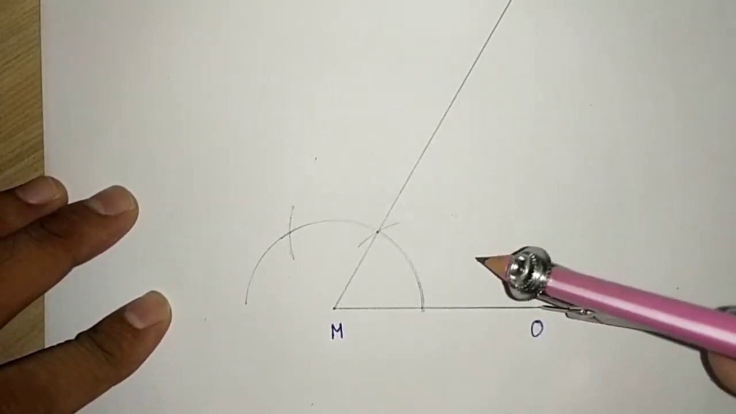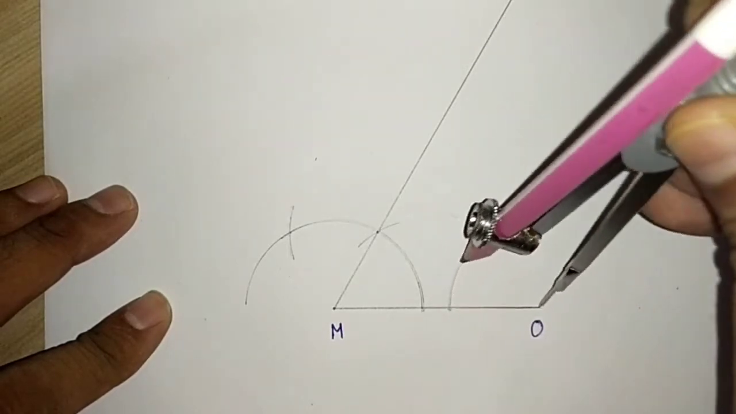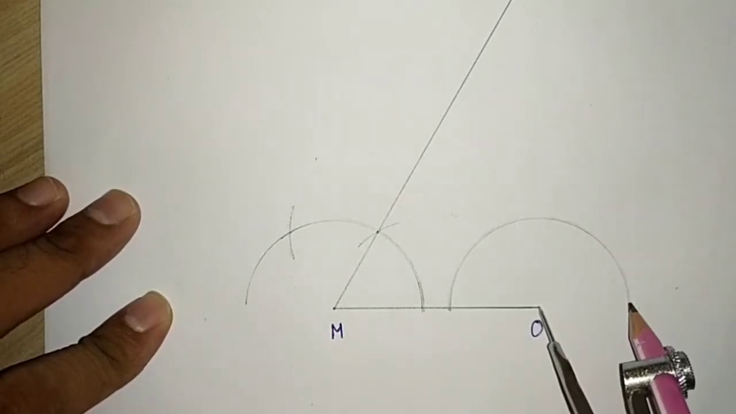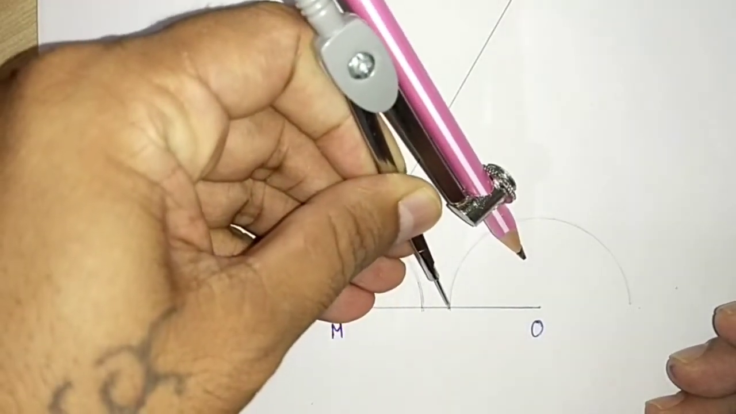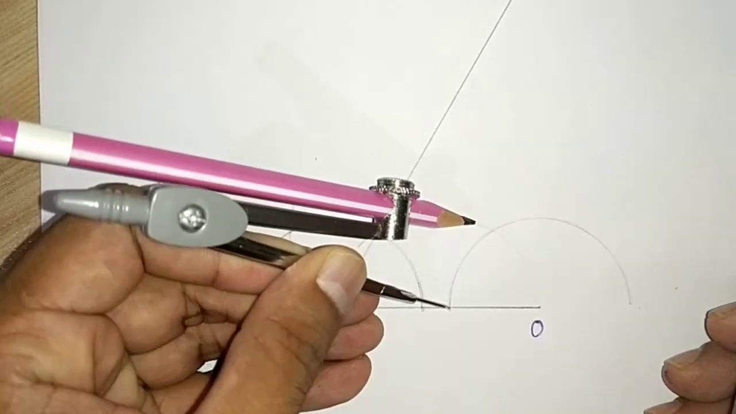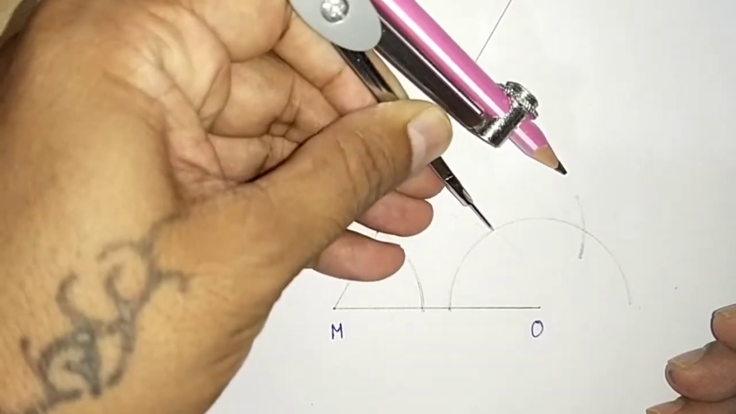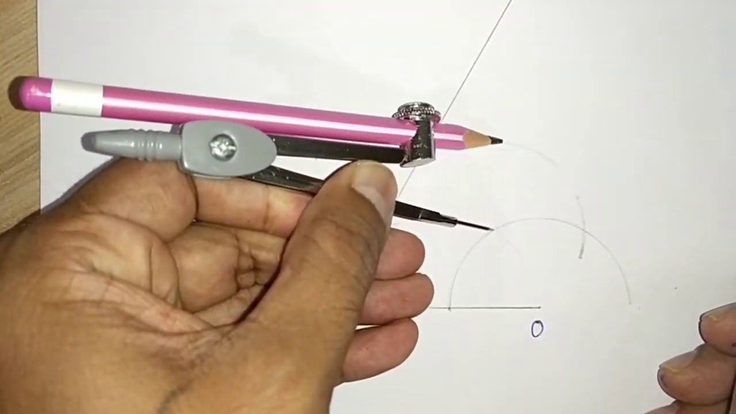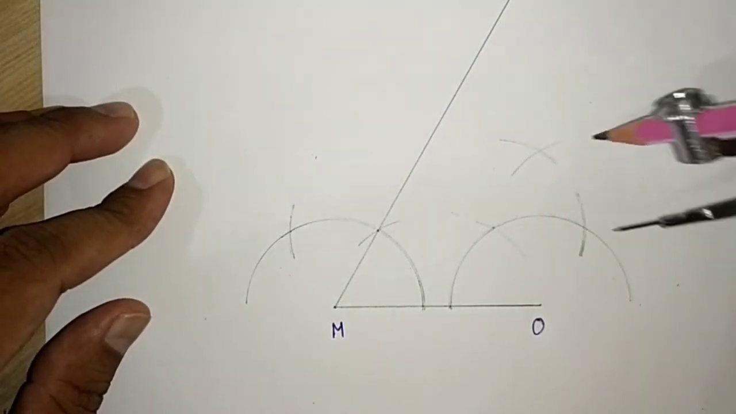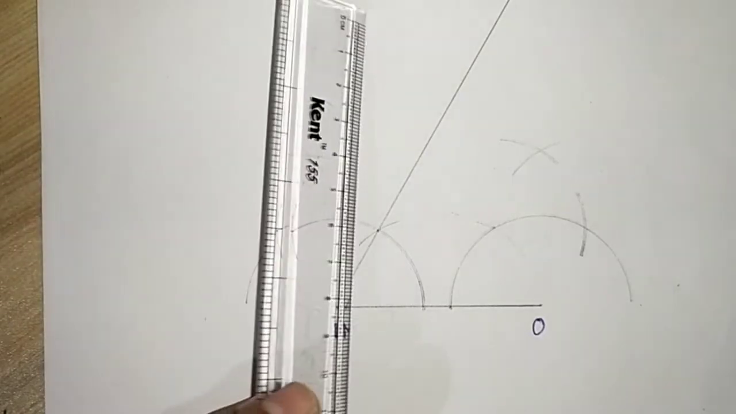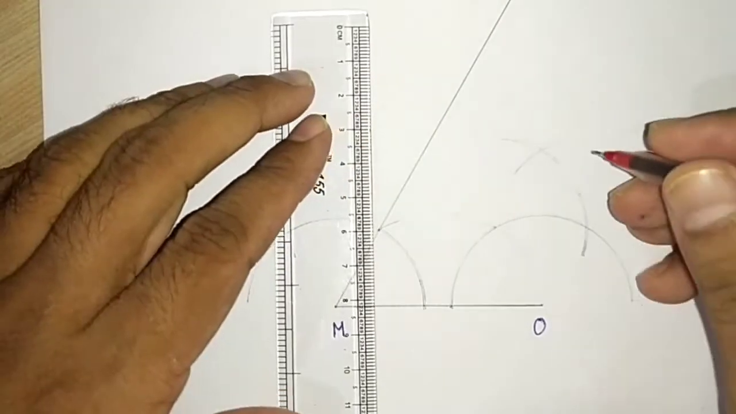Now at O, draw one semicircle, same as we have done on M. We will draw one semicircle. Then putting the needle on the point where the semicircle intersects, this is our 60 degree. Putting the needle on 60 degree, we will get 120 degree, and between them somewhere here we will get our 90 degree. Why are we taking 90 degree? Because we want 105 degree and we will get that with the help of 90 degree and 120 degree.